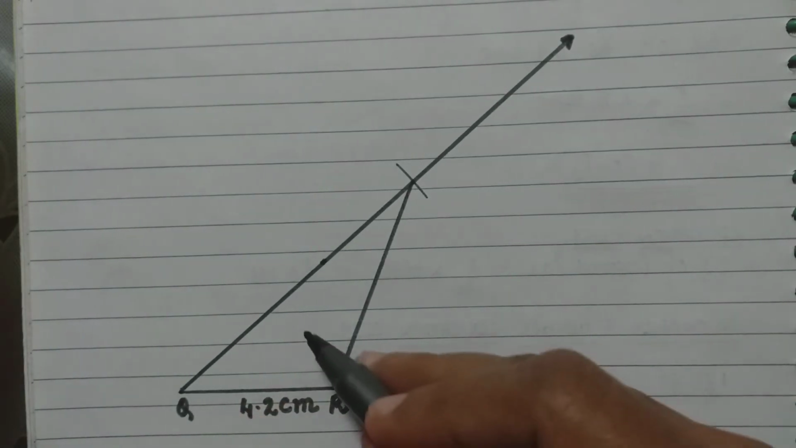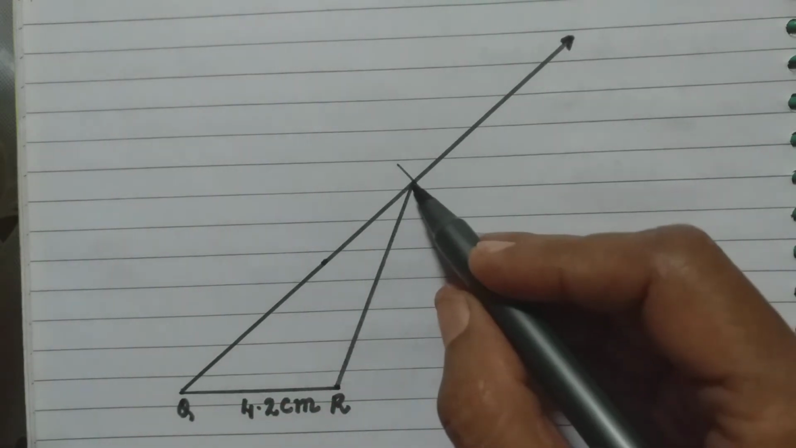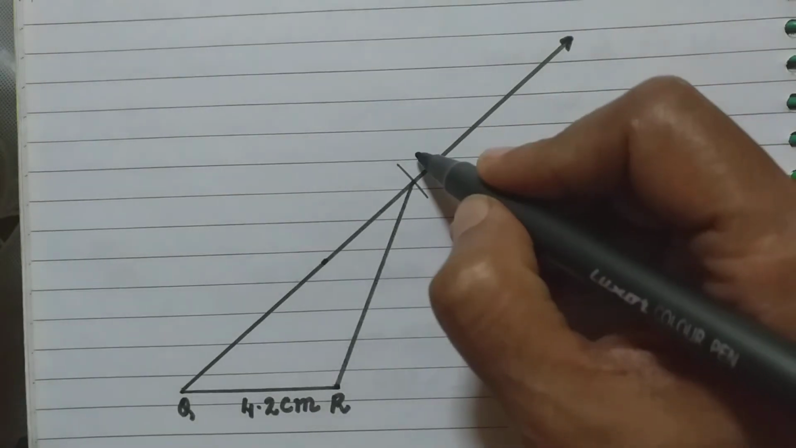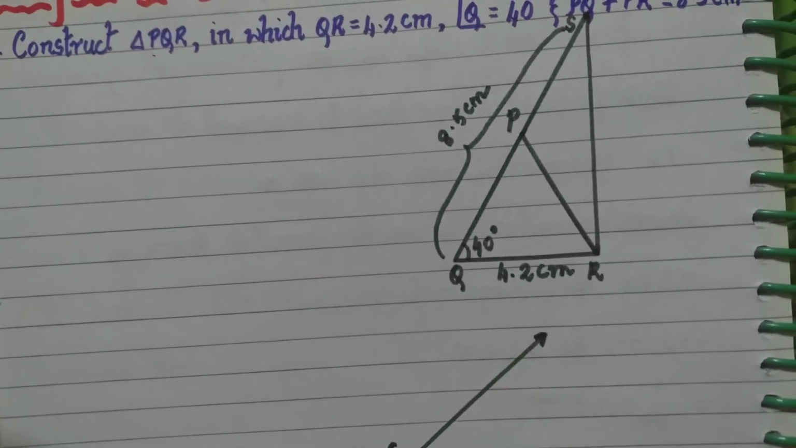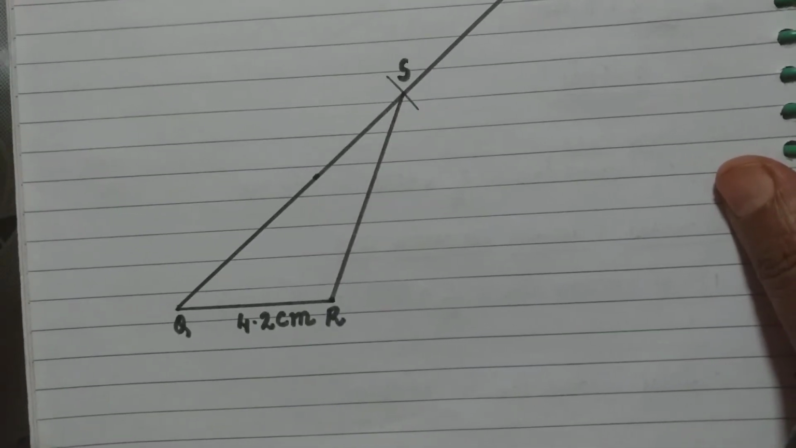Although our triangle is PQR, this is not P. So we take it, maybe say it is S, because in our rough figure, we had considered that point as S. So we take it as S.